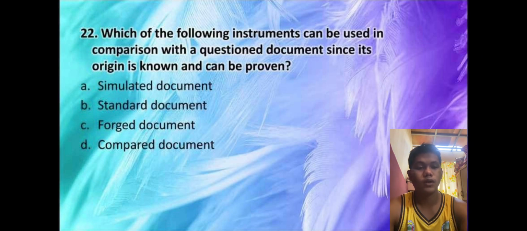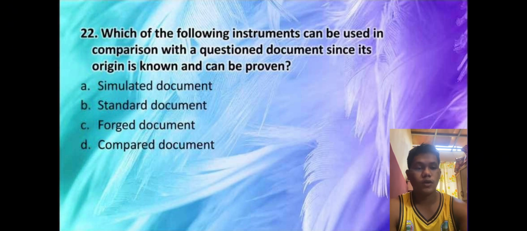Question number 2. Which of the following instruments can be used in comparison with a question document since its origin is known and can be proven? So my keyword here is its origin is known and can be proven. So my answer here is letter B, standard document. And this is my explanation about the choices that I've eliminated.